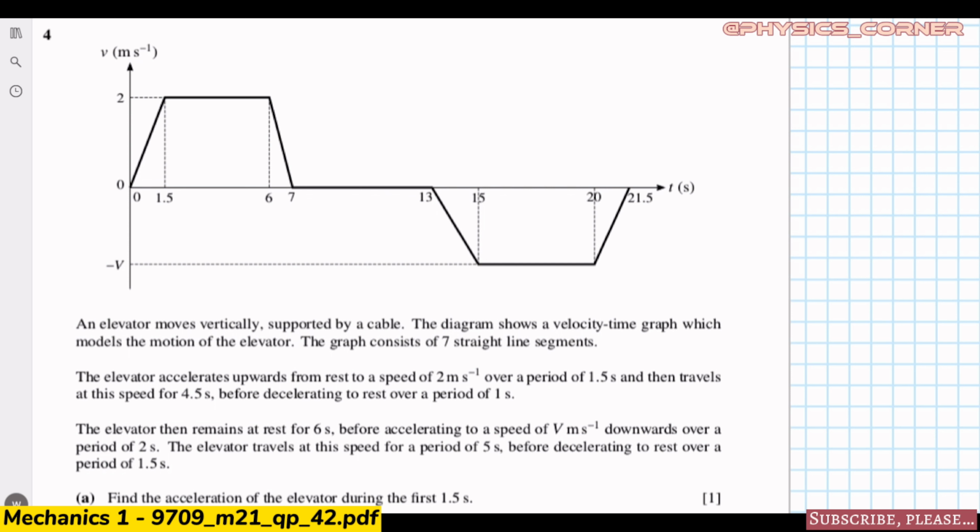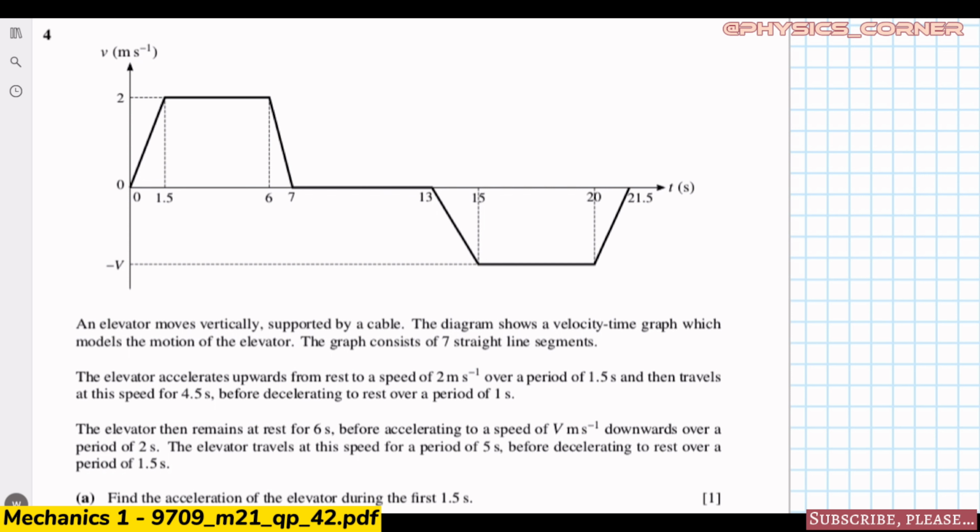See on the diagram, an elevator moves vertically supported by a cable. The diagram shows a velocity-time graph which models the motion of the elevator. The graph consists of two straight line segments.